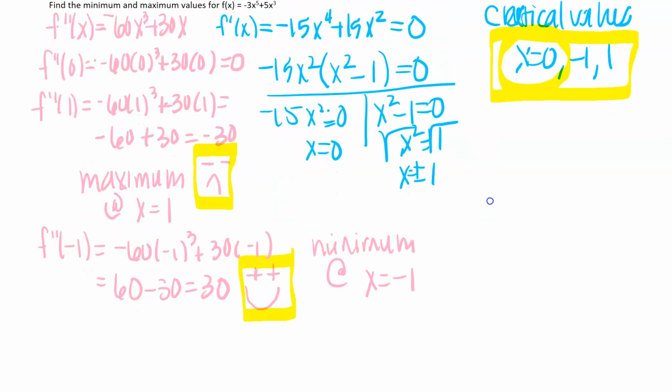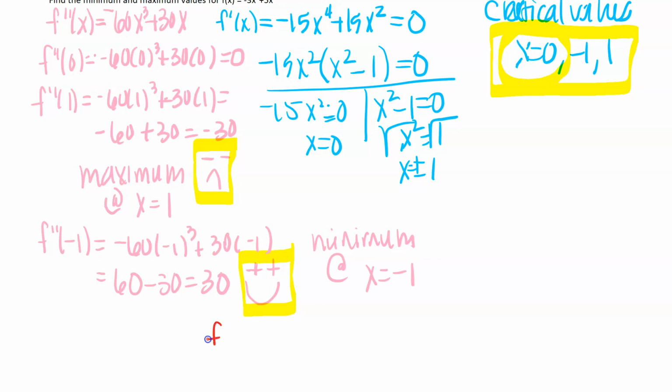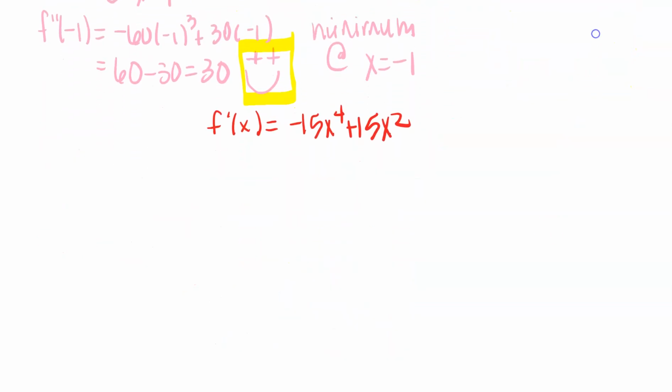Now let's go ahead and grab that first derivative again. So we said the first derivative was equal to negative 15x to the 4th plus 15x squared. And so I'm going to take this and draw a number line. Now I'm going to put all critical values on here. And so we have a value at negative 1, 0, and 1.